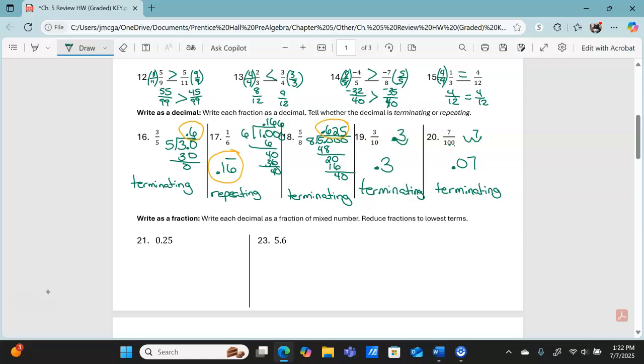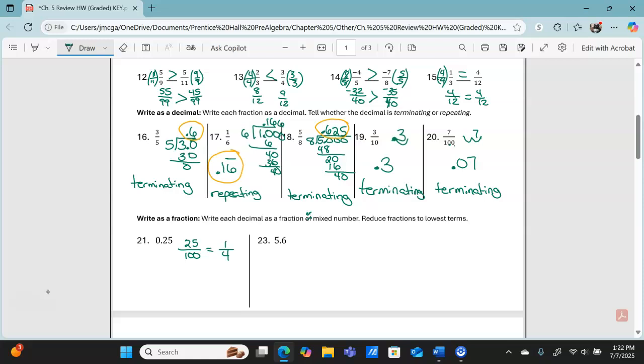Write each as a fraction or a mixed number. And I'll fix that before you get it. So 25.25 is 25 over 100. How do you know how many zeros? It's how many decimal places. I have 2 decimal places, so it's 2 zeros. 25 will go into 100 4 times. So 1 over 4, I'm just reducing my fraction there.